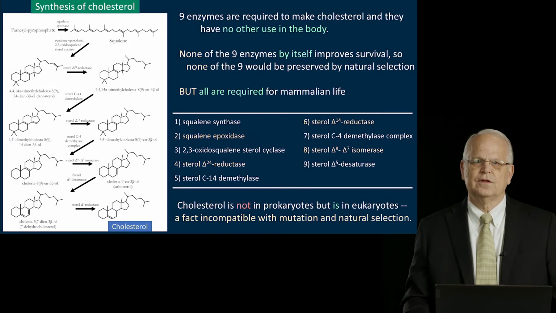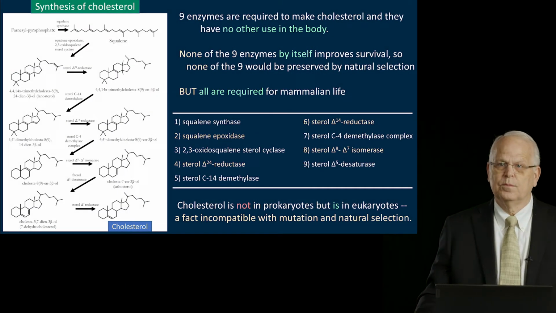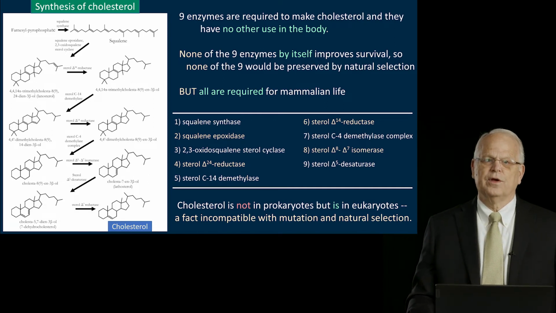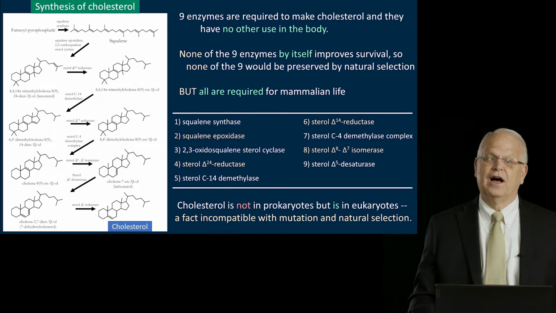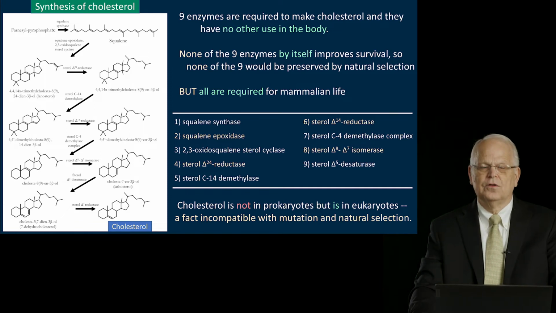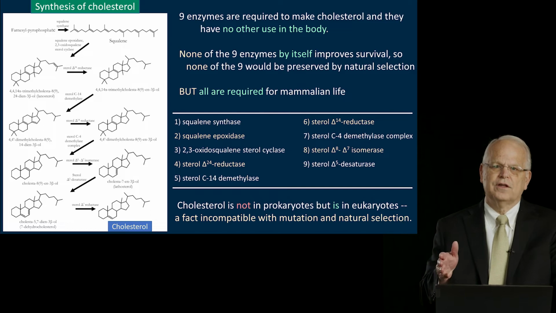And to give one more example dealing with cholesterol, this is a little bit busy slide, but the synthesis of cholesterol is shown on the left. So it begins with farnesyl pyrophosphate and goes all the way down to end up with cholesterol. Now there are 9 synthetic steps here to make cholesterol, and it involves 9 different enzymes. The 9 different enzymes to make cholesterol have no other use in the body. This is the only place they are.